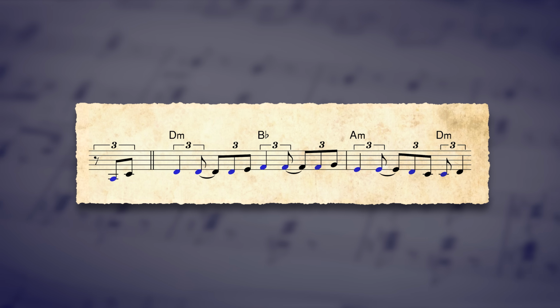So it's a totally different way to divide those 12 eighth note triplets. We don't have to do it in groupings of 3. We can kind of do it in any grouping we want, and that's what this melody does.